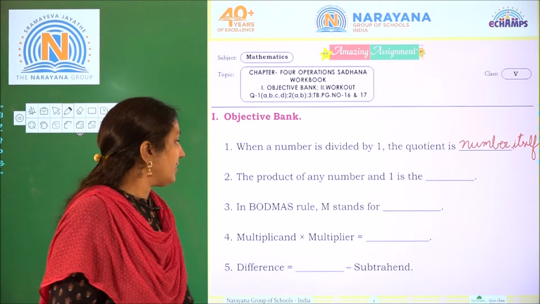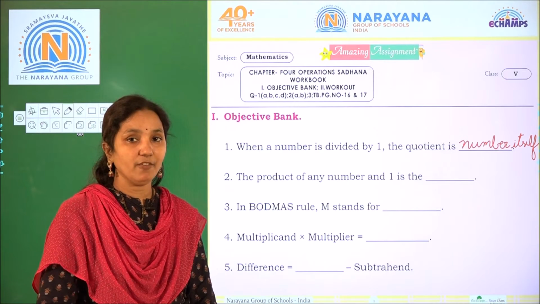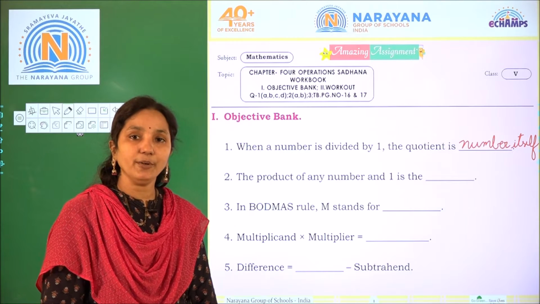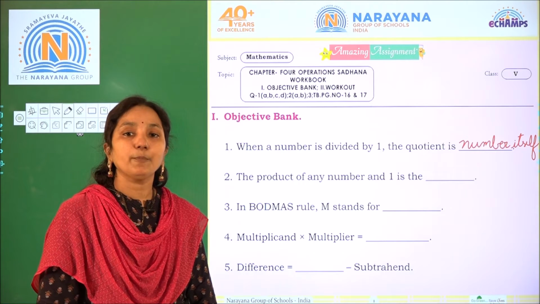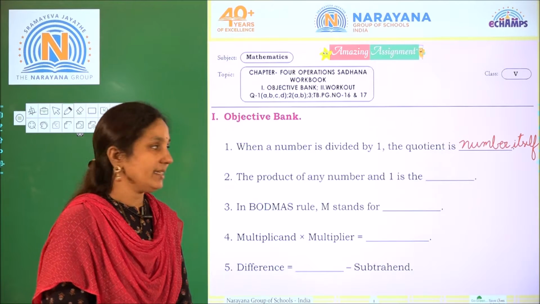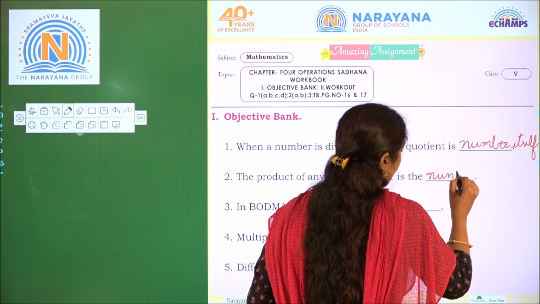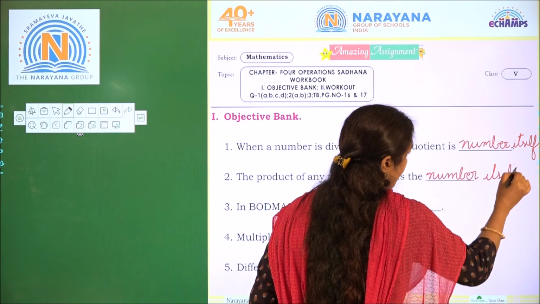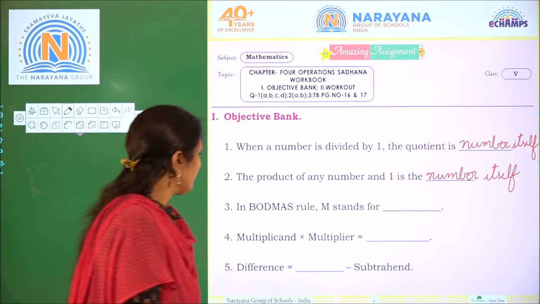Coming to next one. The product of any number and 1 is... Take any number and 1 and find the product. Suppose 3000 into 1. What did you get? 1 times 3000 is 3000 only. So the product of any number and 1 is the number itself.